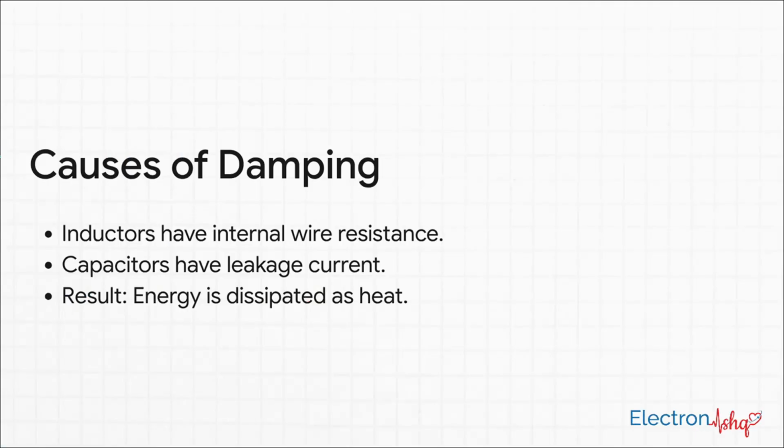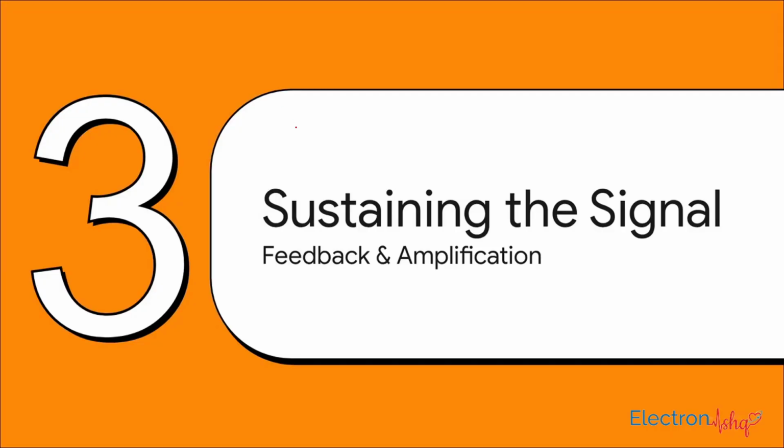So what gives? Why does this happen? Well, it's because our components aren't perfect. That's it. The copper wire inside the inductor has a tiny bit of resistance. The capacitors might leak a tiny bit of current. So in every single one of those energy exchanges, a little bit of that energy gets lost as heat. If we want to build an oscillator that actually works, we have to find a way to put that lost energy back in. And that brings us to the really clever part of the whole design.